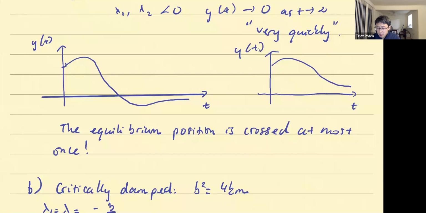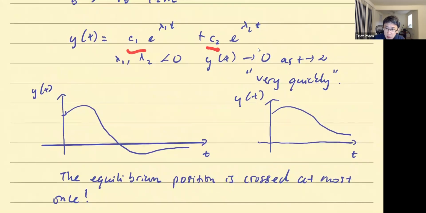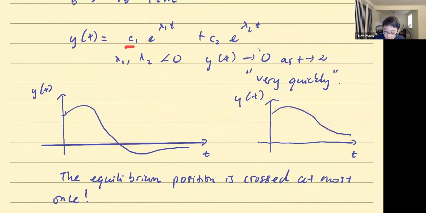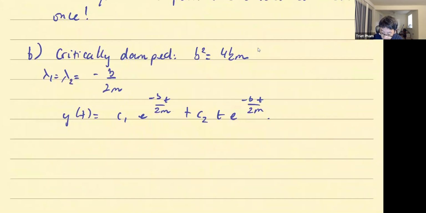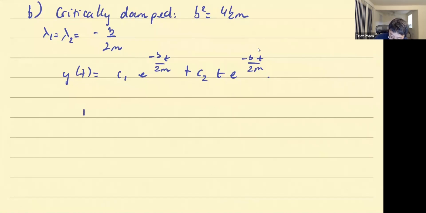I may be mistaken here, maybe in overdamping you cannot cross equilibrium, I forgot. It all depends on whether you can prove that C1, C2 here must both be positive, which I'm not so sure about. But if they're both positive, then both of these are positive, so you cannot cross at all. You can only do this. But even if one of them is negative, you can only cross at most once. So equilibrium is also crossed at most once.